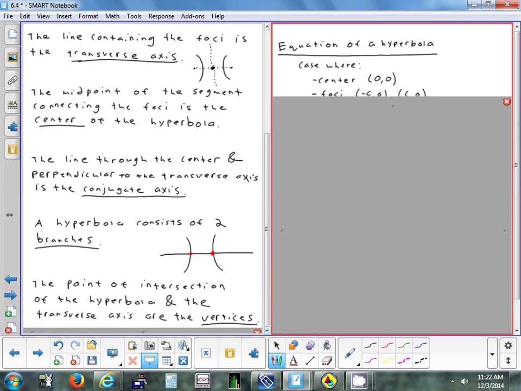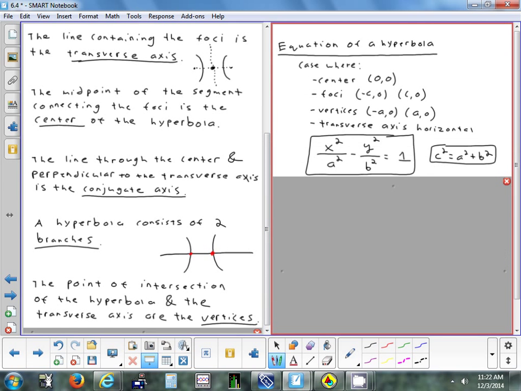All right, let's look at the equation. If you look quickly at that equation, you might think that it's the one for an ellipse. It looks very similar. It's got an x squared, y squared. It's equal to 1, just like an ellipse. It's got an a squared and a b squared in the denominator. Anybody recognize the only thing that's different?